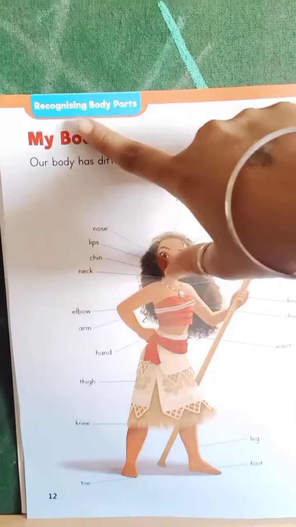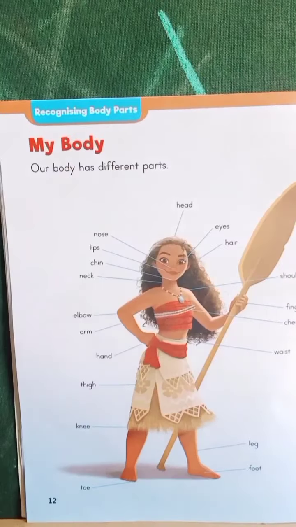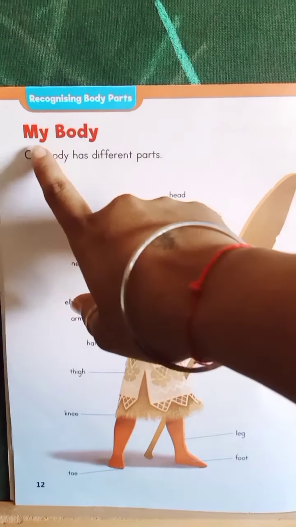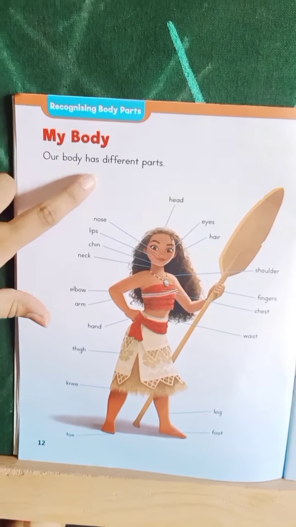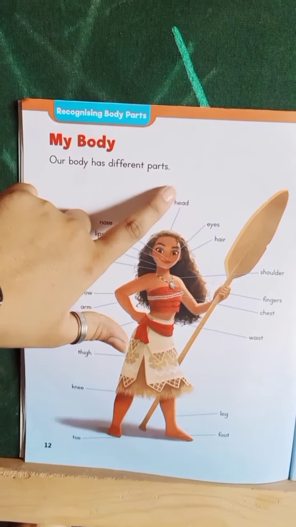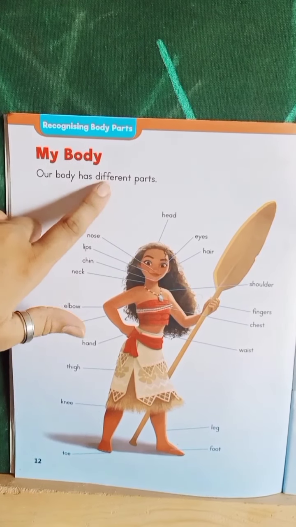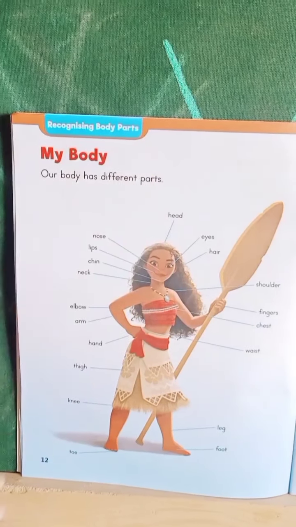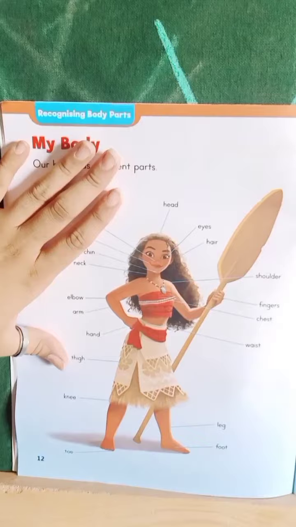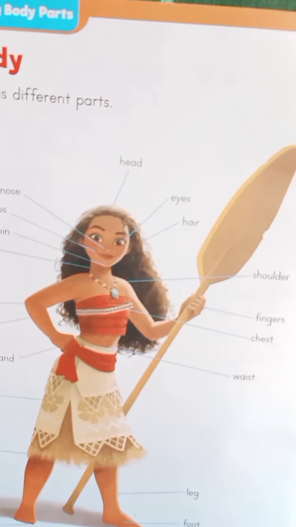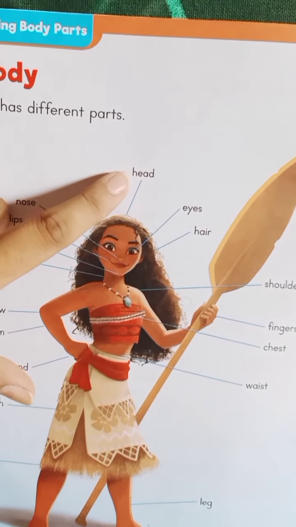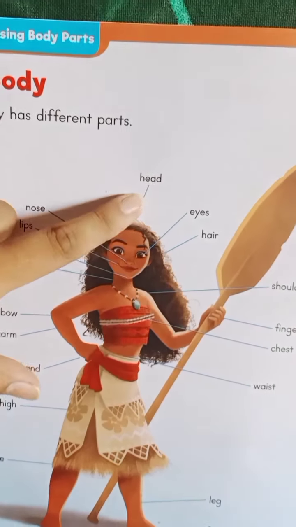So, recognizing body parts. My body. Our body has different parts. Okay. So, first of all, we start with the first part: head. Head kise bolte hain? This is our head.